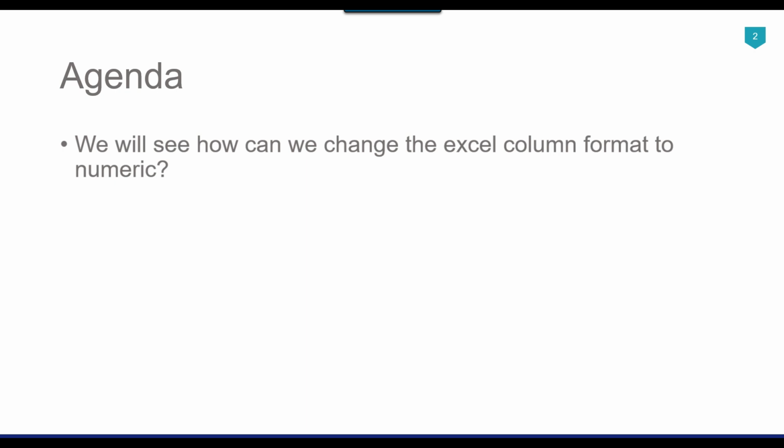So normally, when we export data to an Excel file, the data gets exported in string format. Whether you have numeric data in SQL Server, money data, integer data or any decimal data, all kinds of data get exported into string format in the Excel file. So you cannot perform operations like sum or average on the columns if they are in string format. So let's see how we can change the format of the Excel columns to numeric. Let's jump to the demo.